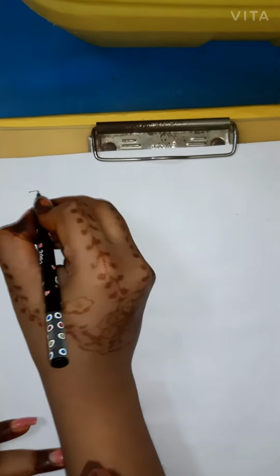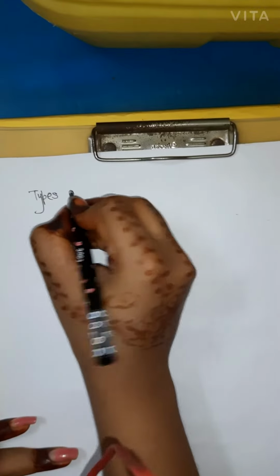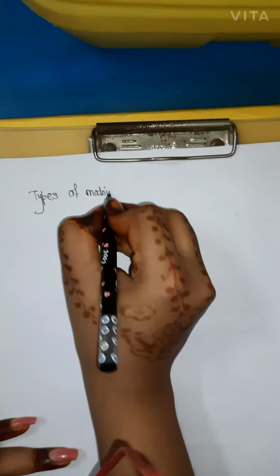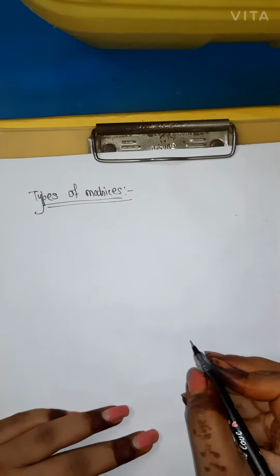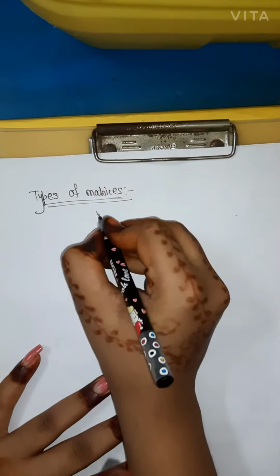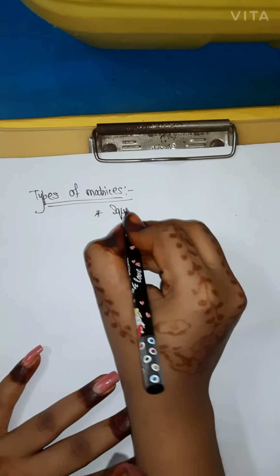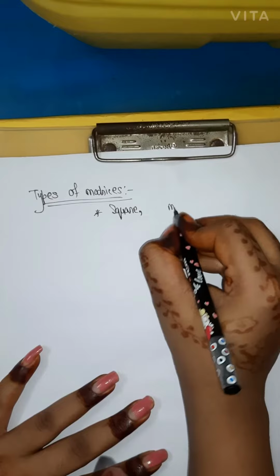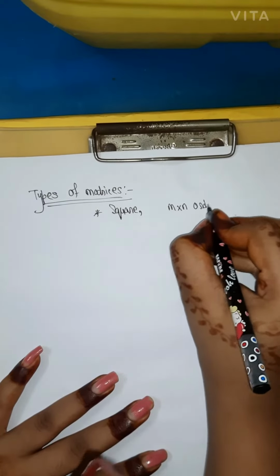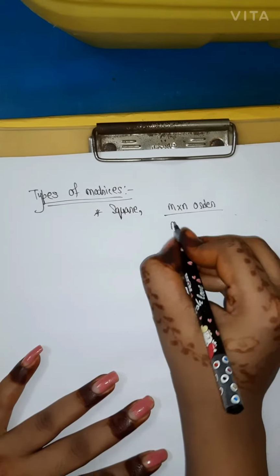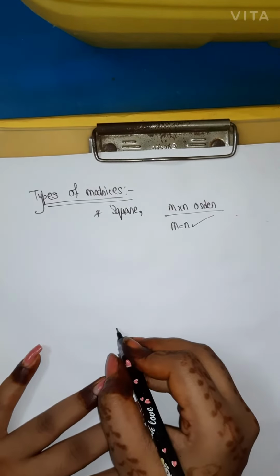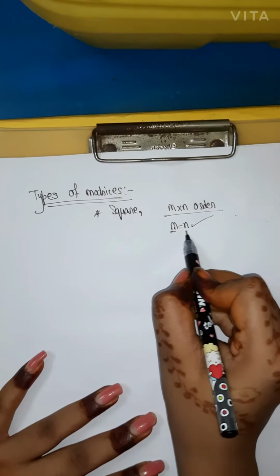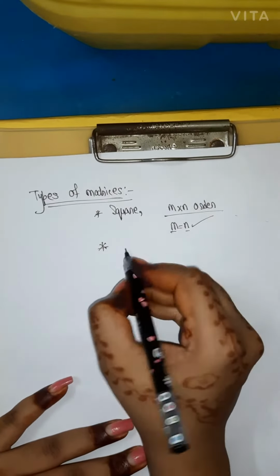So let us discuss now some types of matrices, as in we can name that particular type of matrix. Let us say first, the square matrix. If we have an m cross n order matrix, that will not be possible. M must be equal to n, then this is a square matrix, that is, the number of rows must be equal to the number of columns. Then second, the diagonal matrix.